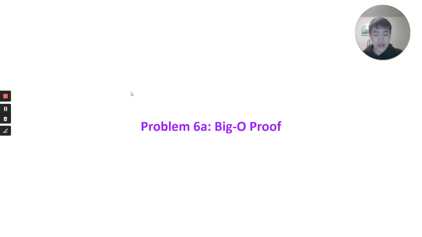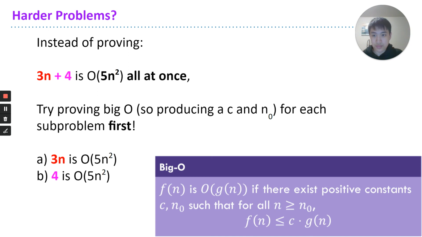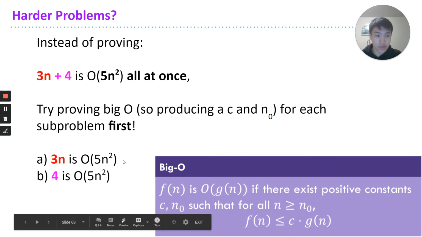All right. So now let's try to prove this using problem 6a. What 6a is trying to do is prove that 3n plus 4 is in big O of 5n squared. But instead, we're going to split this up into sub-problems. First of all, we're going to prove 3n is in big O of 5n squared, and 4 is in big O of 5n squared as well.